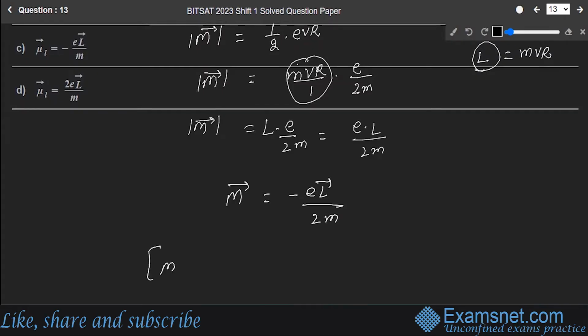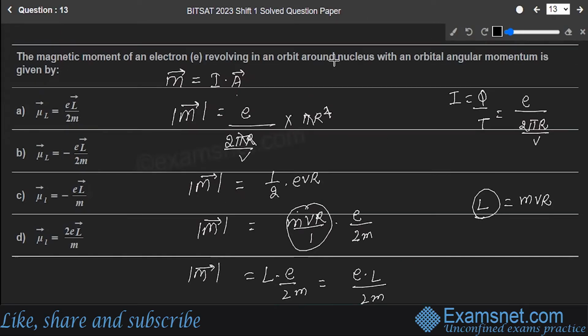Now, why is that? Why is this negative sign introduced? Because these two vectors are in opposite direction. So this negative is for that. Hope you understood this. So this is your first option, Option A. Hope you understood this. Next is question number 14.